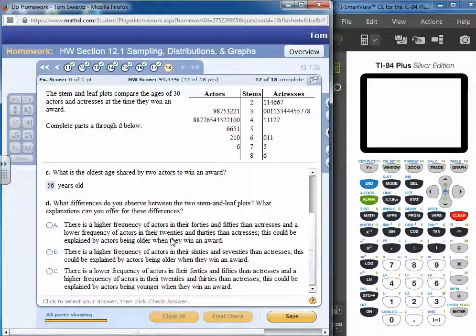So again, choice A, higher frequency of actors in their 40s and 50s than actresses, correct, and a lower frequency of actors in their 20s and 30s than their counterparts, the actresses. Yes, in the 20s and 30s, the actors have fewer than the actresses. Okay, so both of those are true, so definitely choice A is the correct answer.